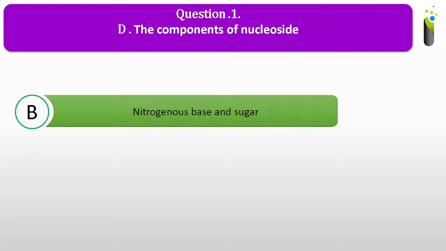Well, the answer for this question is B, nitrogenous base and sugar. Please remember, a nucleotide is equal to nucleoside plus phosphate. And a nucleoside is a nitrogenous base plus sugar. So that's an easier way to remember.